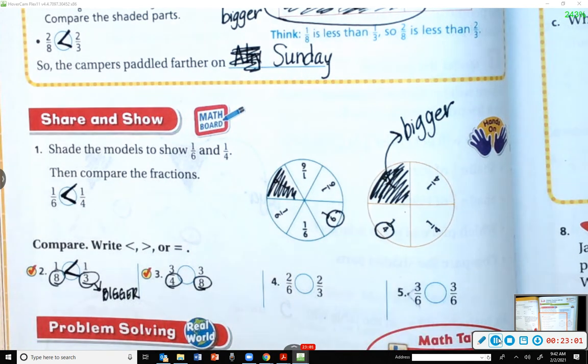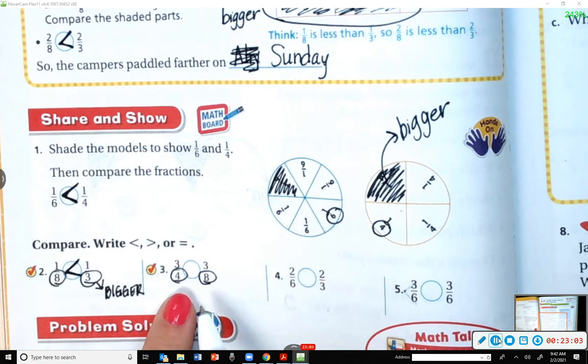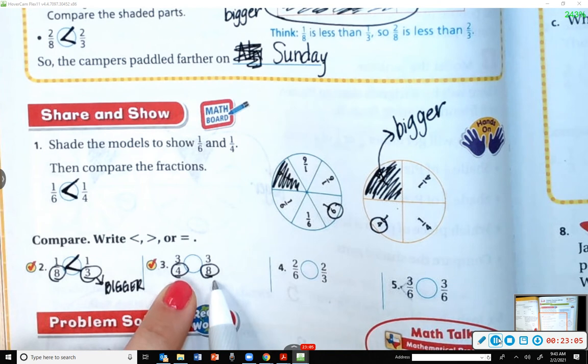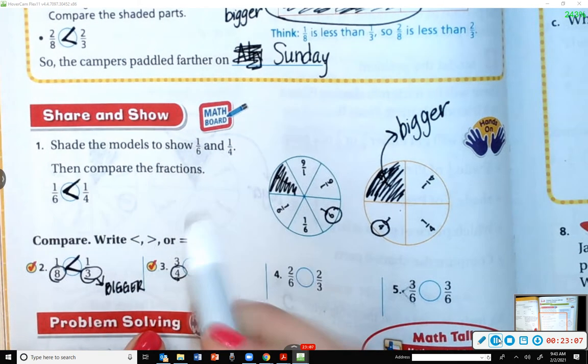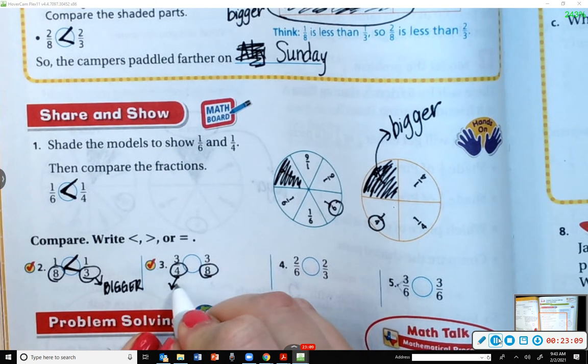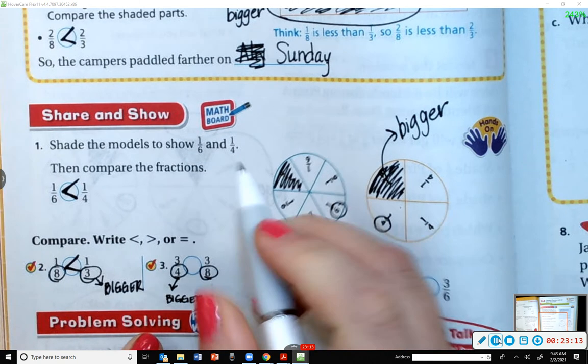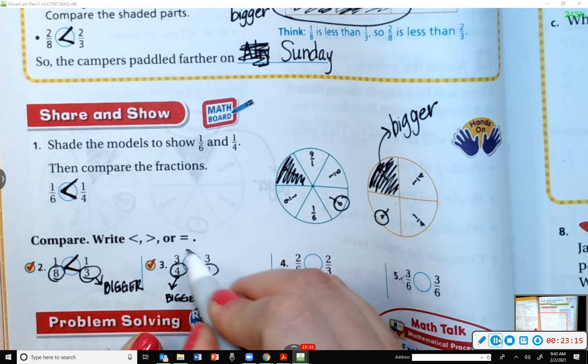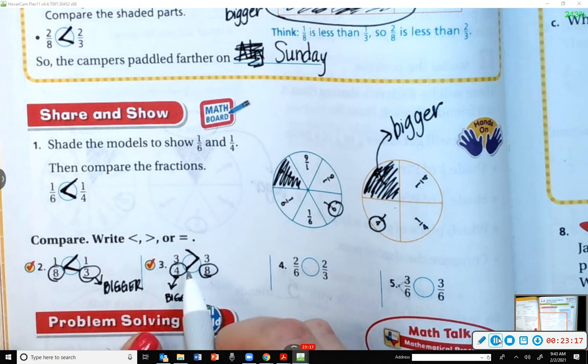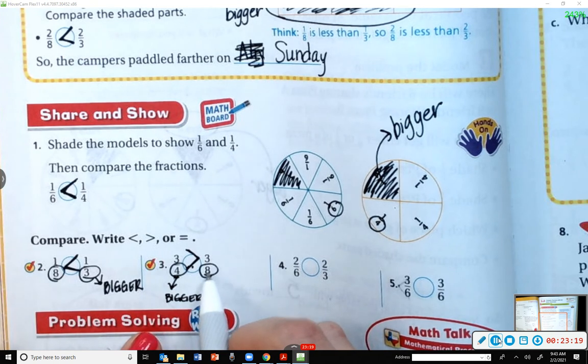Okay, now let's go ahead and check. So I'm circling the denominators. The lower one means it's what? Bigger. Okay, so the mouth on this one should be facing this way. 3/4 is greater than 3/8.